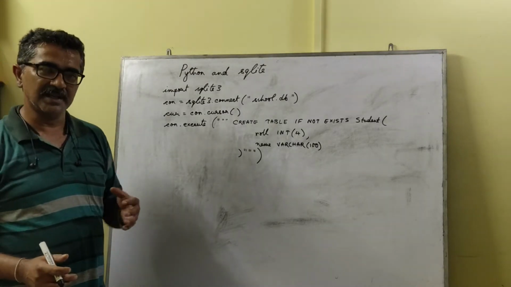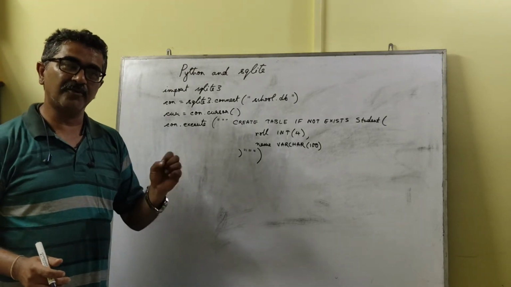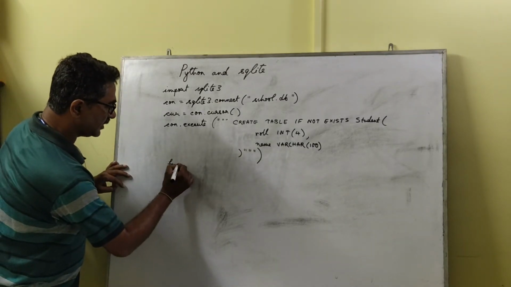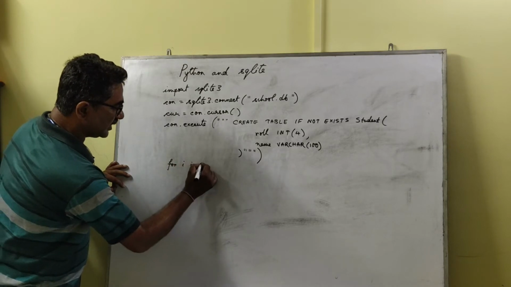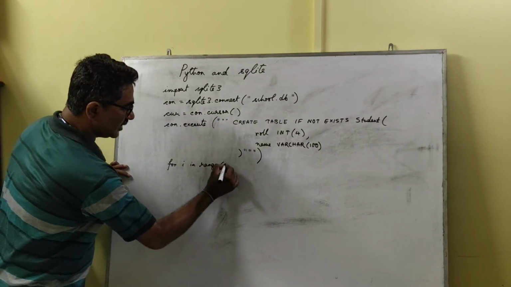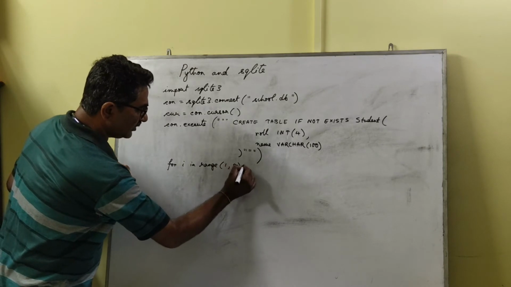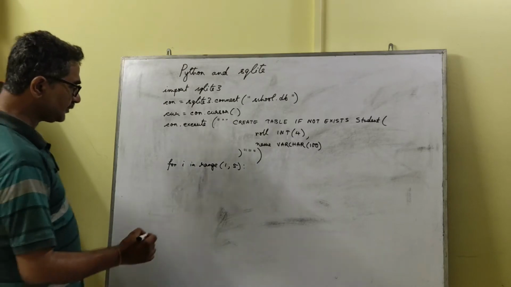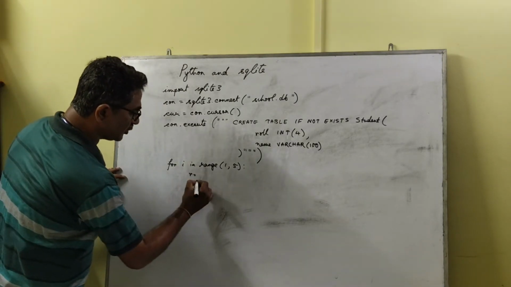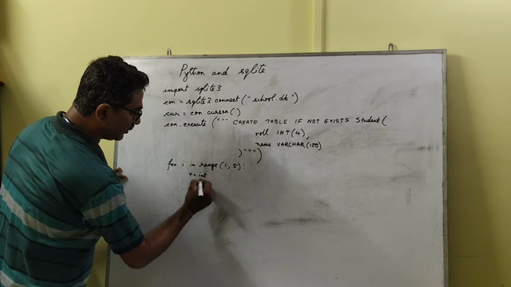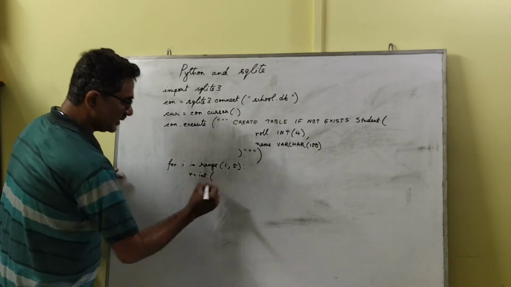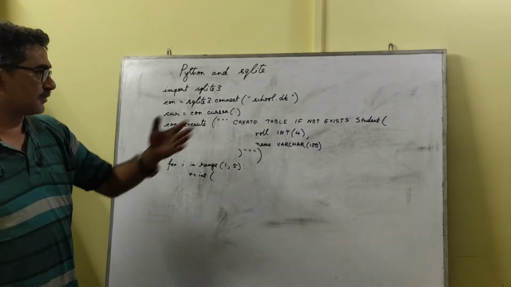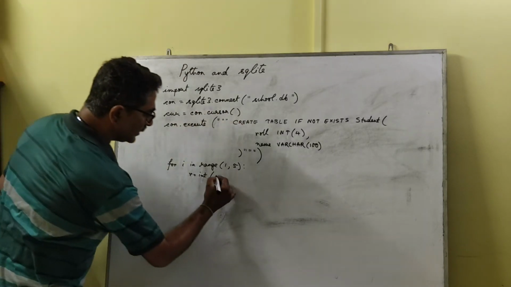So for simplicity, let me take 4 roll numbers and names. We can use a for loop, for i in range 1 to 5. That means this loop is going to run 4 times, from 1 to 4. First we are going to accept the roll number into a variable r. My primary intention is to accept the roll number and name and then store it into this particular table named student.